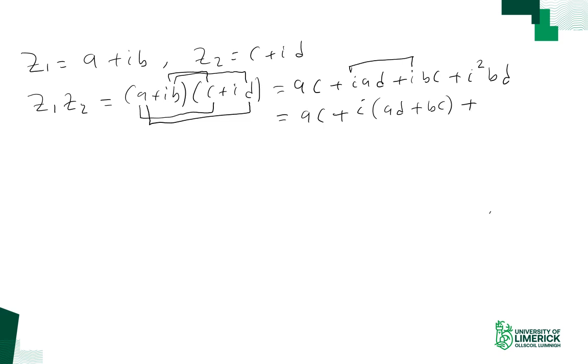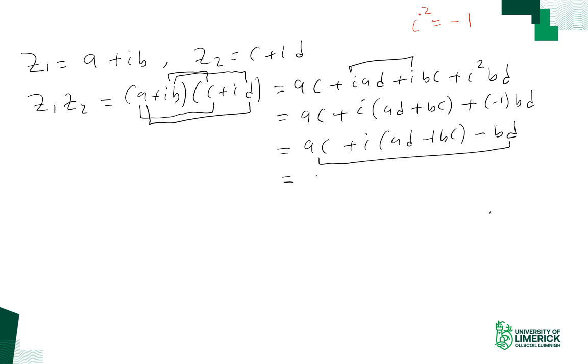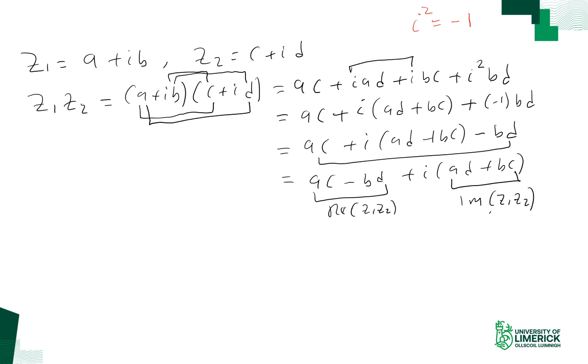Then we should remember that i square is equal to minus 1. So if we substitute it there, we'll have minus 1 bd. So we have ac plus i(ad plus bc) minus bd. Then I can collect the like terms, those without the i. Then we have ac minus bd plus i(ad plus bc). And from here, this is the real part of z1 times z2, and this is the imaginary part of z1 times z2.